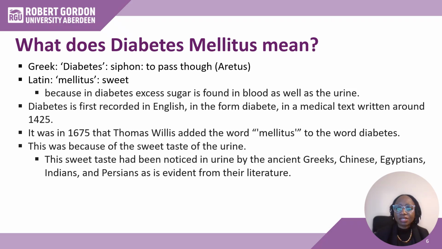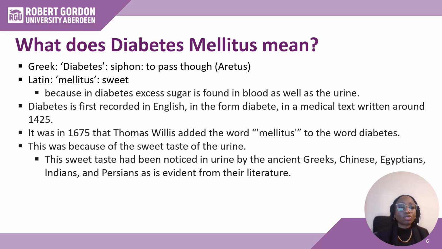So what does diabetes mellitus mean? The first part of the name, diabetes, is of Greek origin, meaning siphon or to pass through. And the second part, mellitus, is Latin, meaning sweet, because in diabetes, excess sugar is found in the blood as well as in the urine.